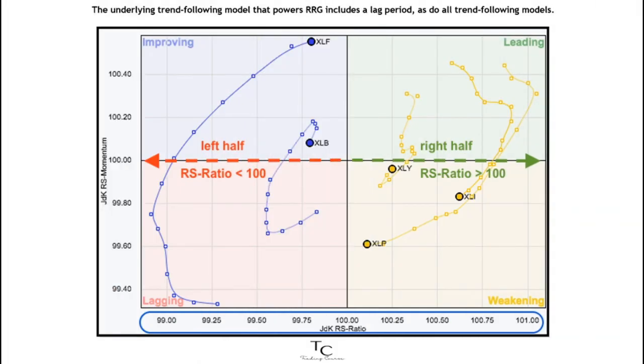The underlying trend following model that powers RRG includes a lag period, as do all trend following models. This means there will already be upward movement in the price relative before the RRG line actually crosses into the leading quadrant. Similarly, the price relative will peak and move lower before the RRG line actually crosses into the lagging quadrant.